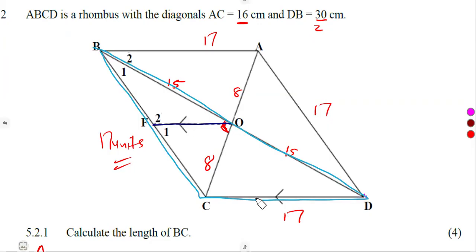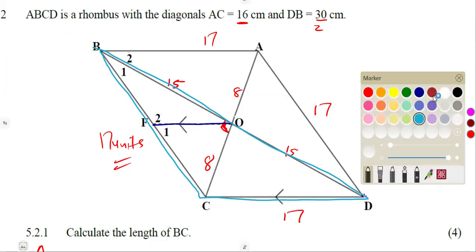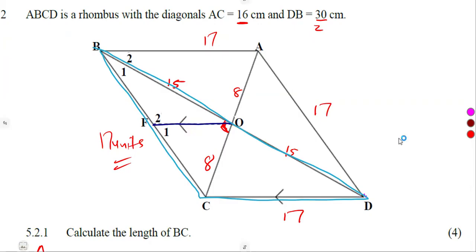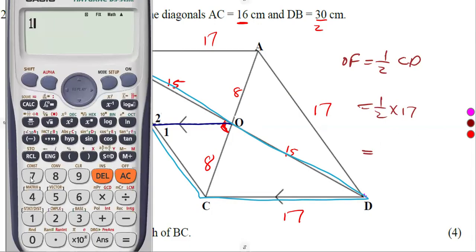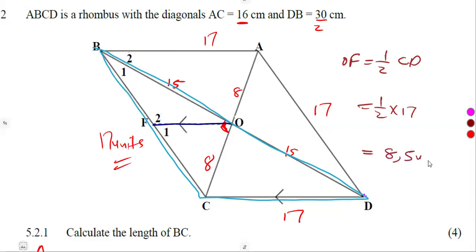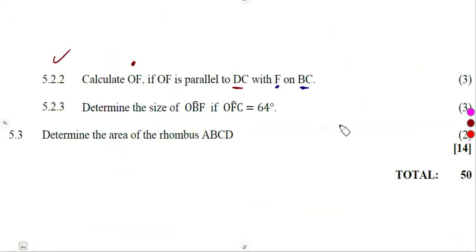These two lines, they are parallel. So it means this OF that we are seeing here, from our midpoint theorem, is half of CD or DC. That is it. So it is half of what? Of 17 units. So that's 17 over 2, or 17 divided by 2, which gives us 8,5. So that's 8,5 units from the midpoint theorem. So you see, guys, those theorems now play a role.